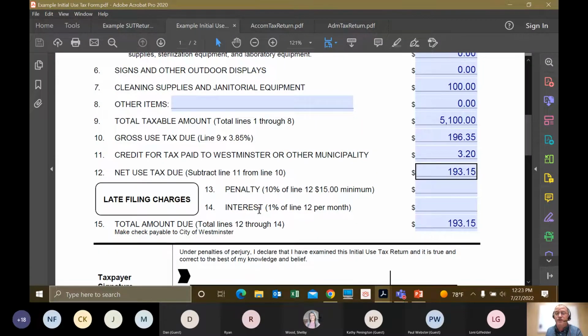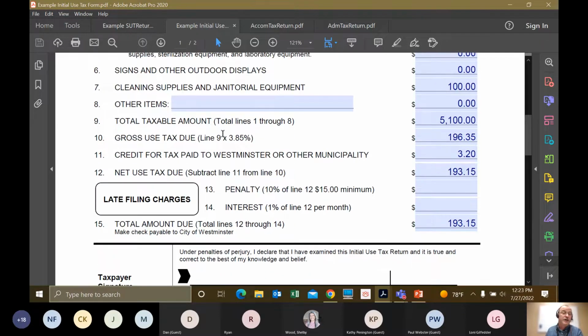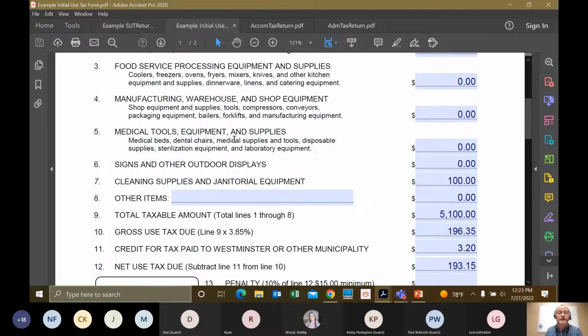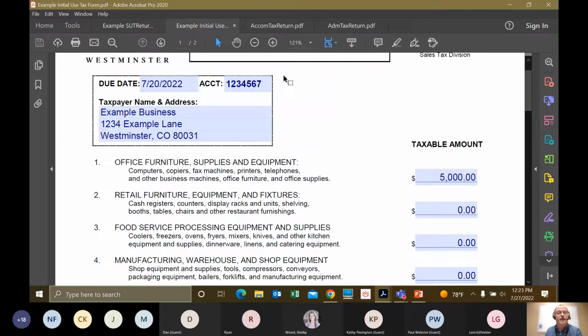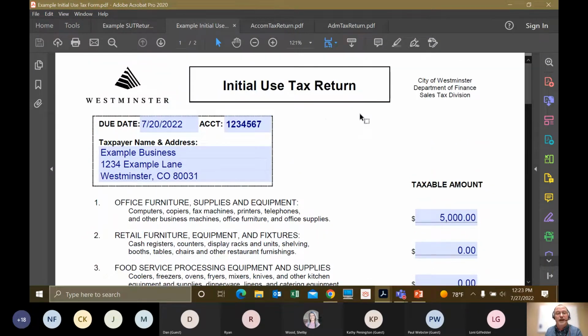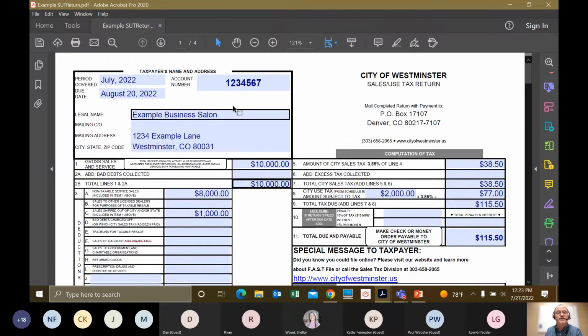It's 1% per month. So that's a reason not to be late with anything if you can avoid it, because if you owe any tax, sales or use, accommodations or admissions, you'll pay 1% per month that it's late. So I would just send this form in with a check. And if I send it in by the 20th of the following month, it's on time, and that's done. I'll never fill this out again. Any other use tax I owe going forward, I will do on the normal sales and use tax return in this section here.